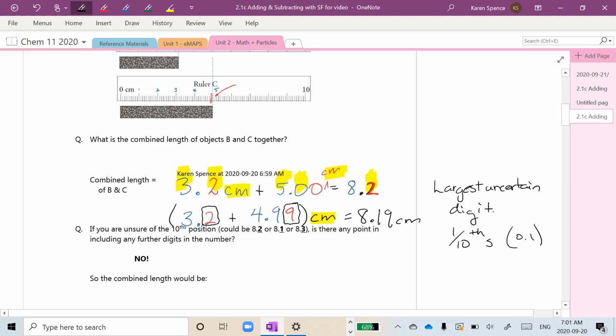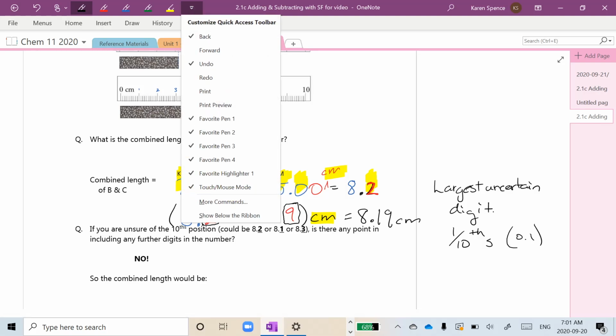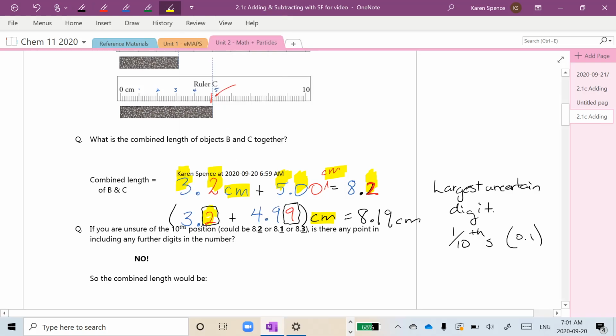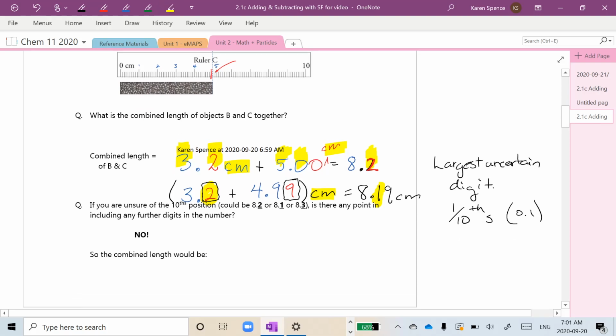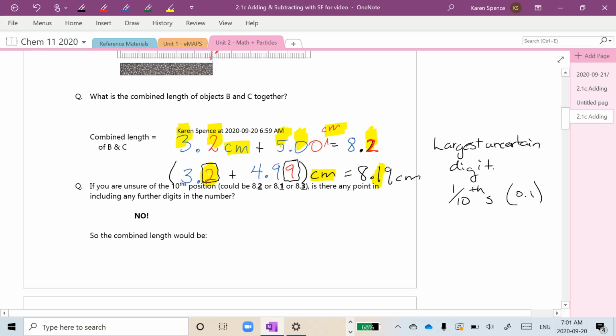And we get that from the 2 here. That's uncertain. So this is our uncertain digit. If this were the answer I got on my calculator, I could not leave it as 8.19 centimeters because I can't have any digits past my uncertain digit. So I will have to round this so it becomes 8.2 centimeters. Okay, so that is what that looks like.